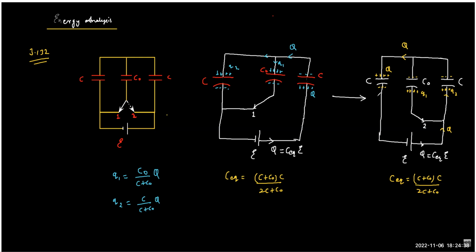Now the question is, to find the work done by the cell, we need to know the charge given by the cell to get the new configuration, assuming the old configuration is already present. If you look carefully, how to understand the new configuration is a difficult task. Look at the cell in the new situation, the new position. Look at the cell, everyone.